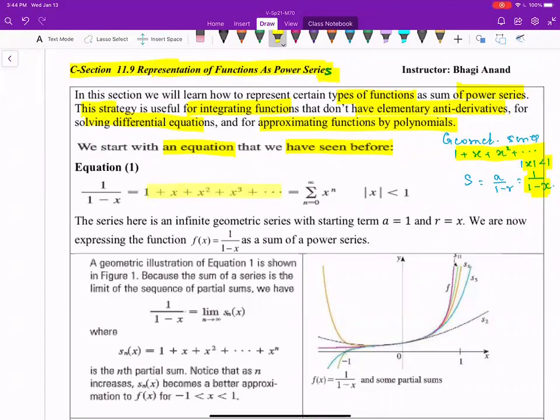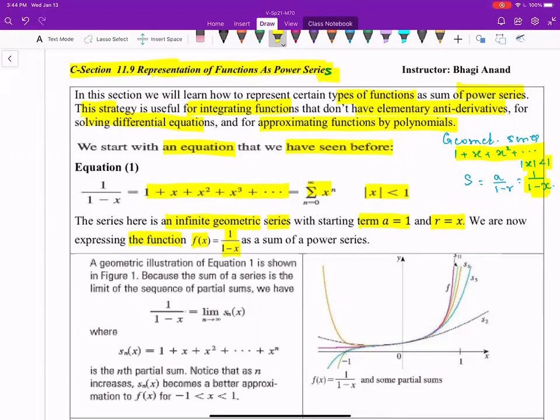In the sigma form, it can be written as sigma x to the n, where the exponent n runs from 0 through infinity, whenever absolute x is less than 1. The series here is an infinite geometric series, as we all know, with starting term a equal to 1 and common ratio equal to x. We are now expressing the function f of x equal to 1 over 1 minus x as a sum of a power series.